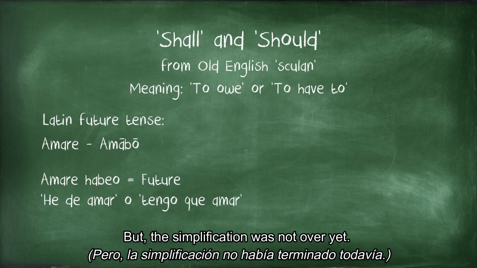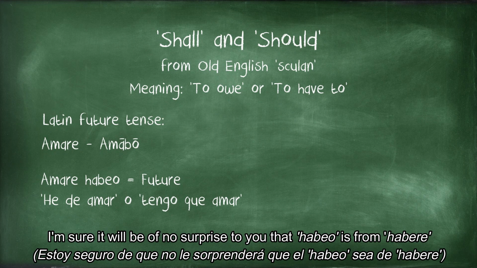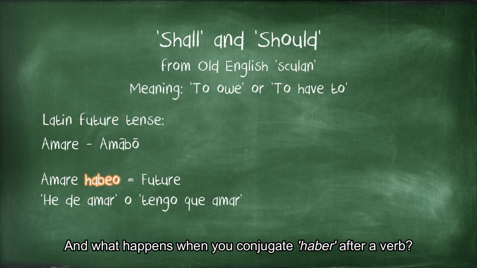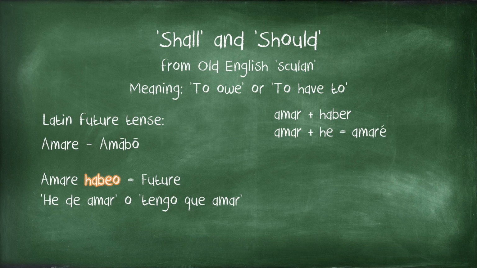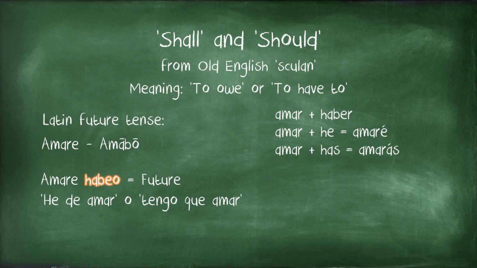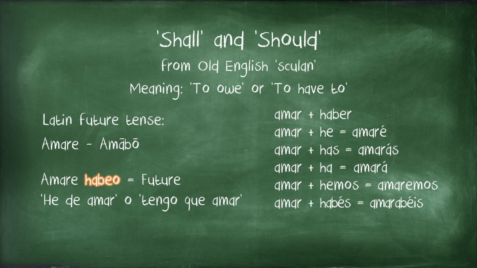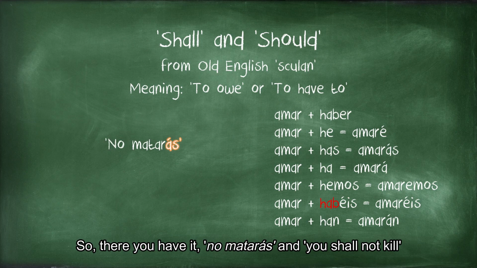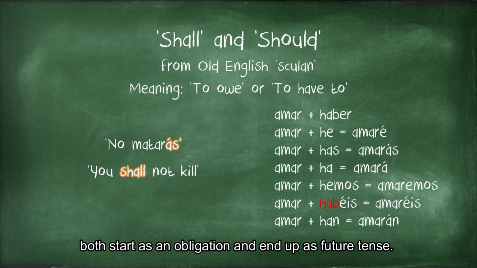But the simplification was not over yet. I'm sure it will be of no surprise to you that habeo is from the verb habere, which gave the Spanish verb haber. And what happens when you conjugate the verb haber after a verb? Amaré, amarás, amará, amaremos, amaréis, and amarán. So there you have it. Matarás and you shall not kill both start as an obligation and end up as future tenses.